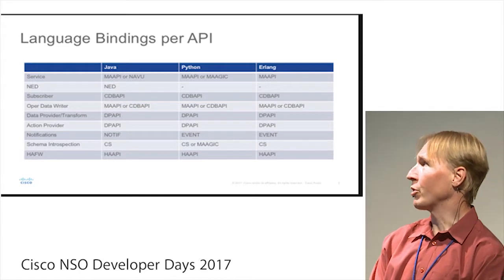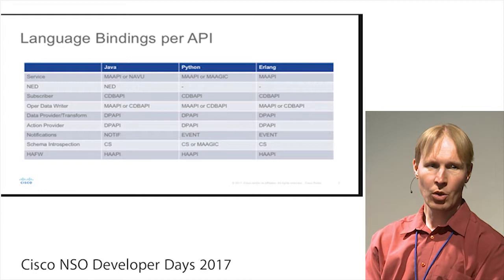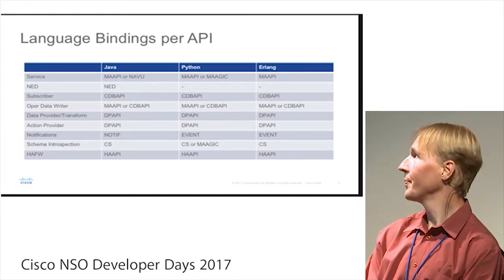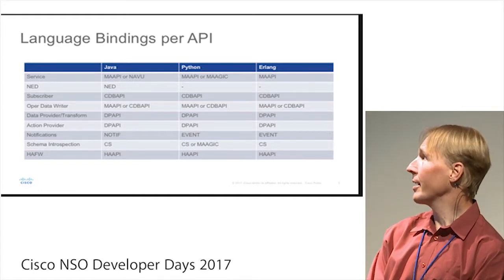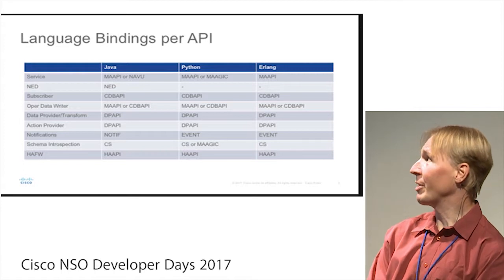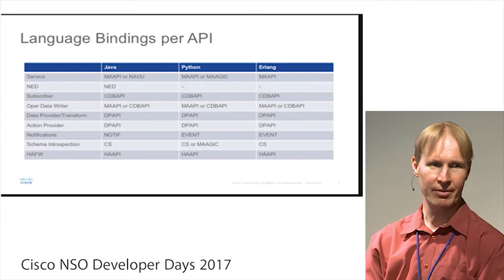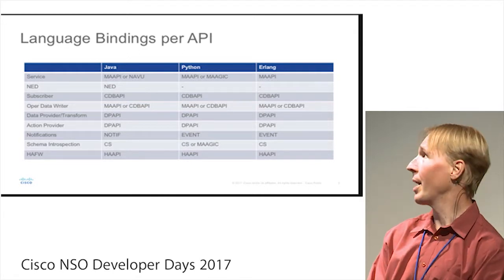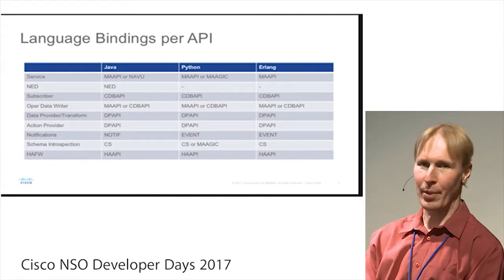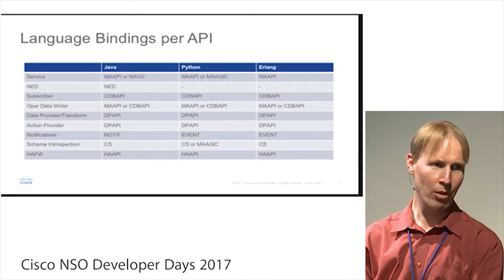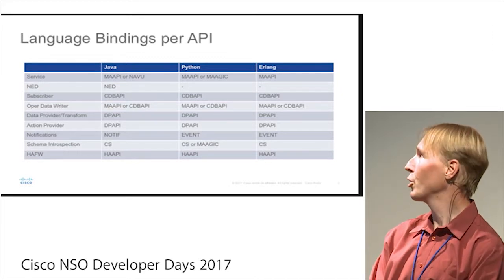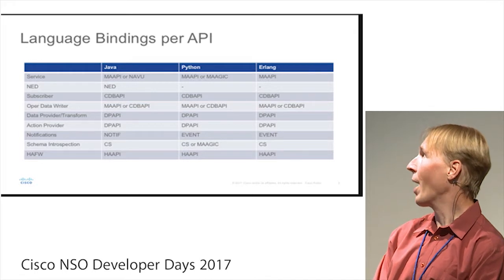With Python, it's a similar situation. You can either use raw MAAPI, or you can use Maagic. The double A in Maagic there is alluding a little bit to MAAPI, but much nicer, in a very Pythonic sense. Things become very natural in Maagic. Actually, I think that Maagic is the best, nicest API in all of NSO. It's really nice. I'll show you. And in Erlang, you have raw MAAPI, and that's it.